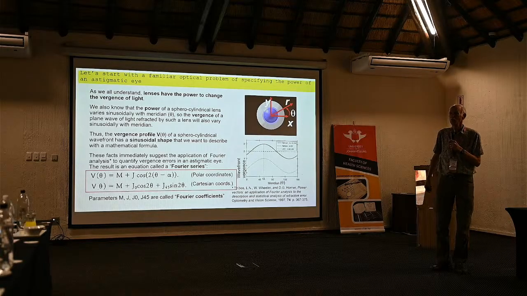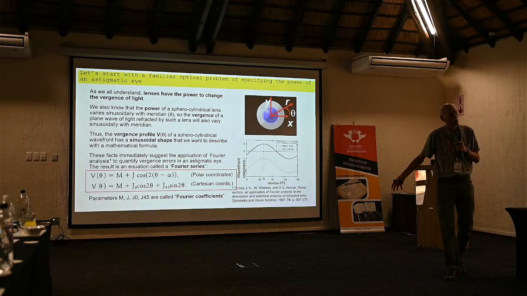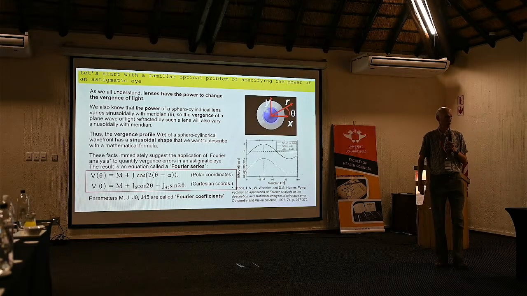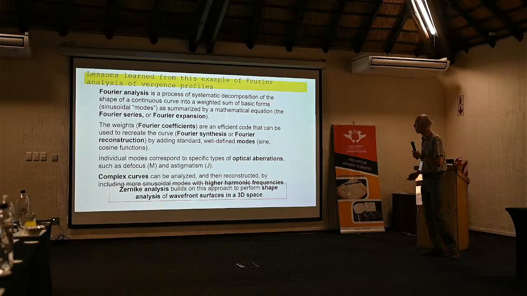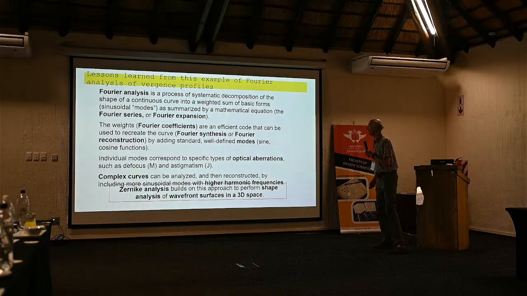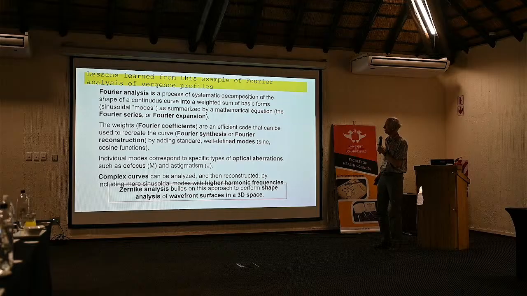And it does when you have what's called the higher order aberrations. Then that radial parameter starts to matter. So that will be the elaboration of Fourier analysis to turn it into Zernike analysis. So let's learn: Fourier analysis is a process of systematic decomposition of the shape of a continuous curve.